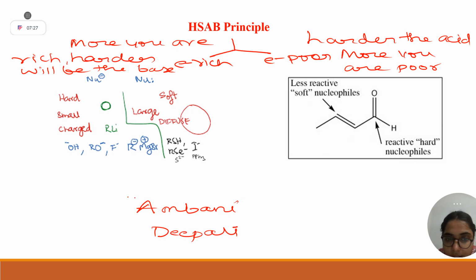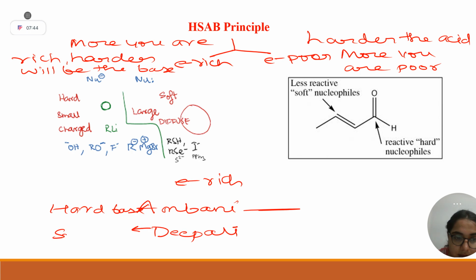So, if we compare electron rich or if we compare money, who is rich among Ambani and Dipali? Obviously, Ambani. So, if we compare which is hard base, which is soft base, Ambani is hard base and Dipali is soft base.